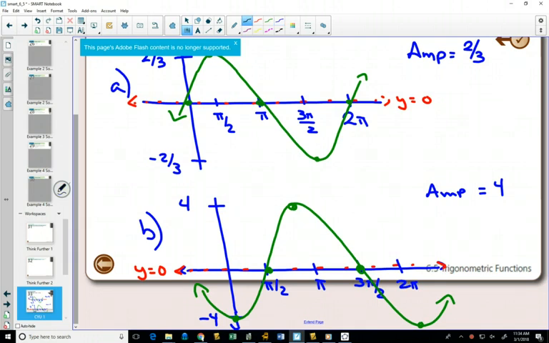So, some questions to practice. We'll take a few minutes to try these ones now: 3a, 4, 5, and 9.